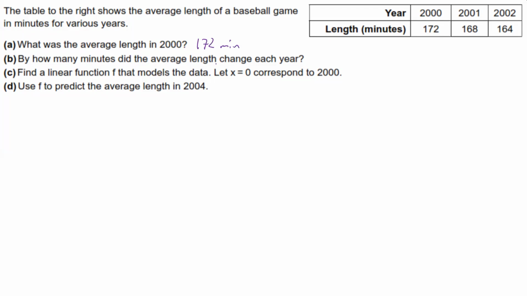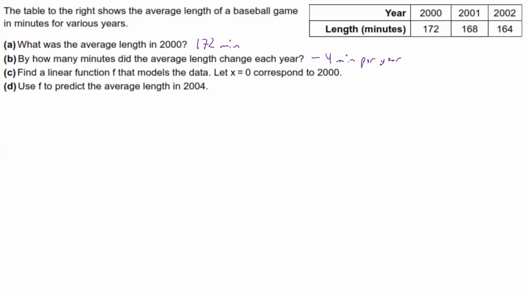By how many minutes did the average length change each year? So what are we going? Well, it looks like we're going down by 4 and going down by 4. So the average length changed by negative 4 minutes per year. So that's kind of what it's going down each year.